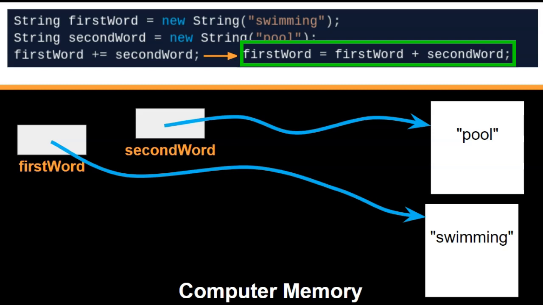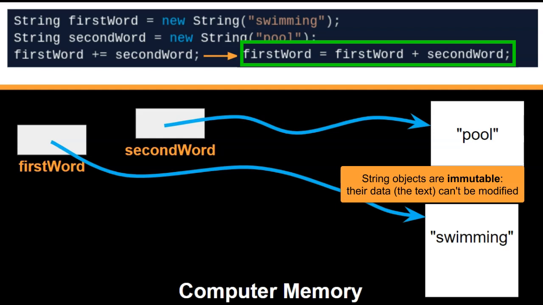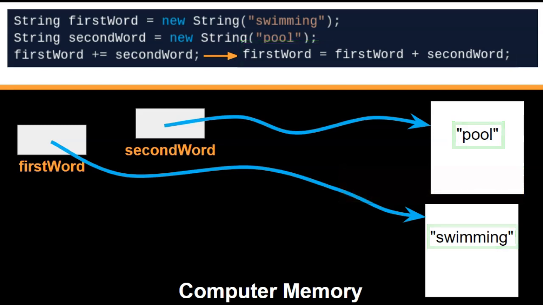At first glance, it may appear that this line of code is changing the first word string object by adding another string to it, but that's not quite right. String objects are, in fact, immutable. That means that once they're created, their data cannot be changed in any way. So to analyze this line of code correctly, we need to think a bit more carefully.